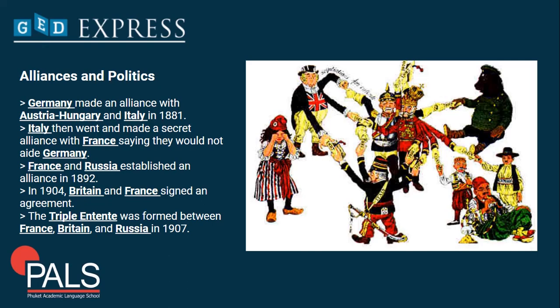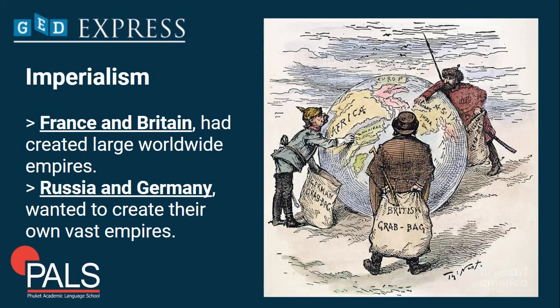So, another one on my list is imperialism. Now, what is imperialism? Imperialism is when a country expands its influence and power into a large empire. Some European countries, such as France and Britain, had created large worldwide empires and had become very rich, while other European countries, such as Russia and Germany, wanted to create their own vast empires. This caused competition and conflict between many of the countries throughout the world.